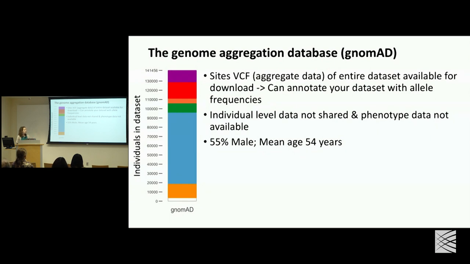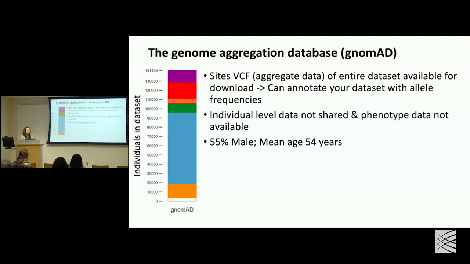The actual whole data set is available for download. I don't suggest you do that because they're huge files, but if you're setting up a diagnostic pipeline or a research pipeline, you download those and you can annotate all of your data with the gnomAD data. We are not able to share individual level data. We don't have consent for that. These are studies that were already done for other reasons that we're using for this data set. These are not samples that were sequenced for gnomAD. And we don't have genetic information on these individuals.